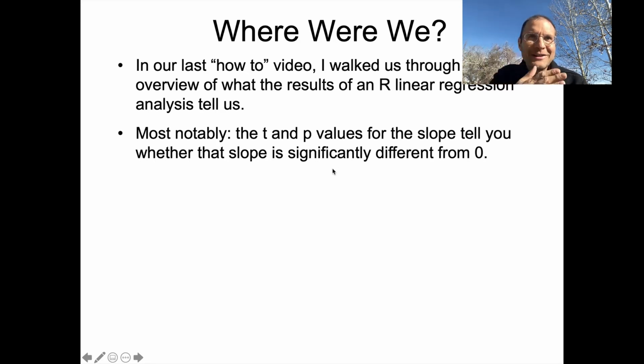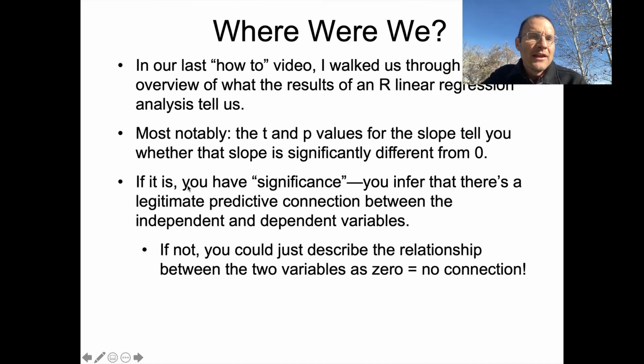So when r equals 0, the slope is going to be 0, and there's going to be no correlation between our two variables. And this analysis basically tells us whether we can do better than that, or whether we're doing significantly better than 0. So if the t-value is different enough from 0, the p-value will be less than 0.05. And if it is, you have significance.